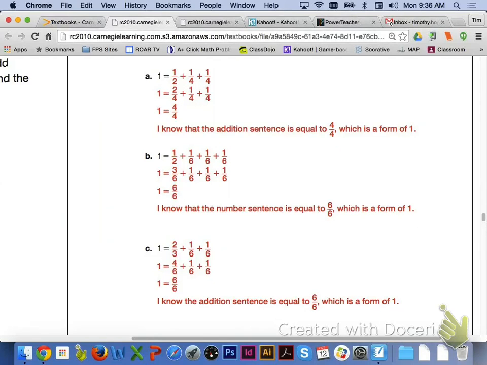And finally, for letter C, I had 2/3 plus 1/6 plus 1/6. Again, my common denominator is 6. My addition sentence is equal to 6/6, or one whole.